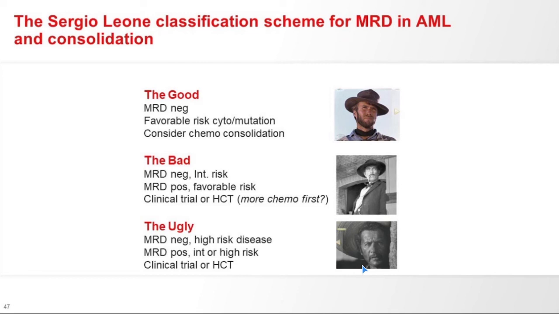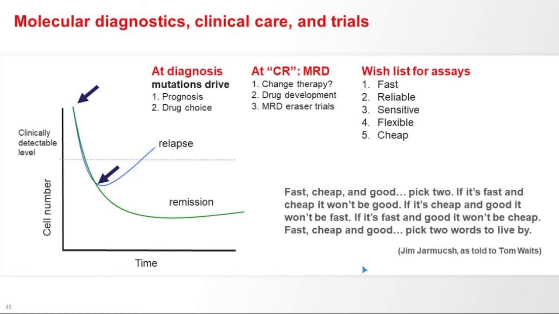And the ugly is high-risk disease and MRD positive. Those are people who are clearly at exceedingly high risk of relapse, and those are people who should be given a stem cell transplant or a clinical trial. And this is how we would like to see things work in the best possible world. At diagnosis, we would use molecular diagnostics to offer a prognosis and pick a drug. At CR, we would determine whether we need to change therapy.